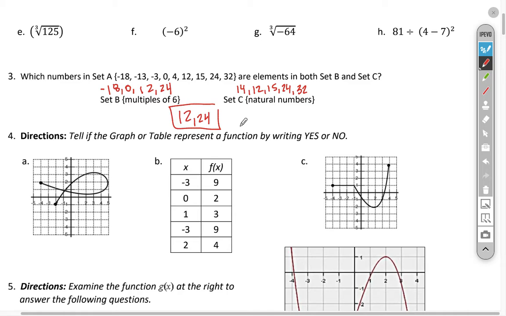Next we're told to tell if the graph or table represents a function. Remember, we can look at a graph and do the vertical line test. This one obviously would not pass the vertical line test, so this is not a function.